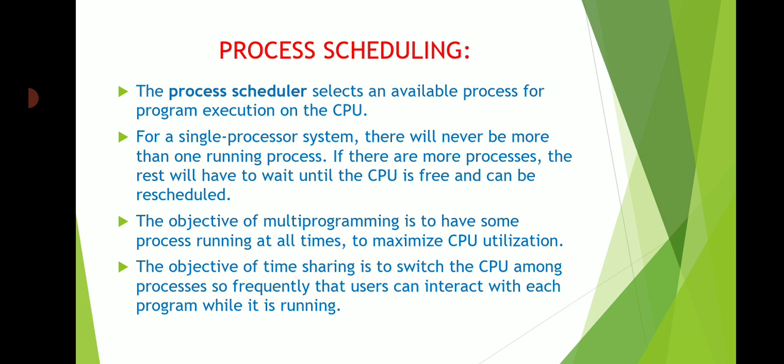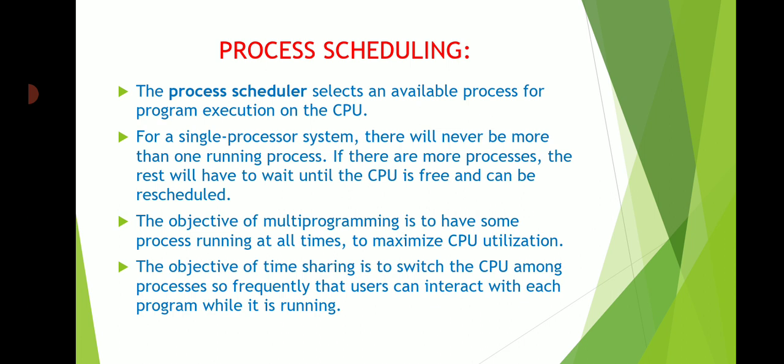Next one, process scheduling. In process scheduling, many processes are available in the ready queue. The process scheduler selects an available process for program execution on the CPU. For a single processor system, there will never be more than one running process. If there is more than one process, the rest will have to wait until the CPU is free and can be rescheduled.